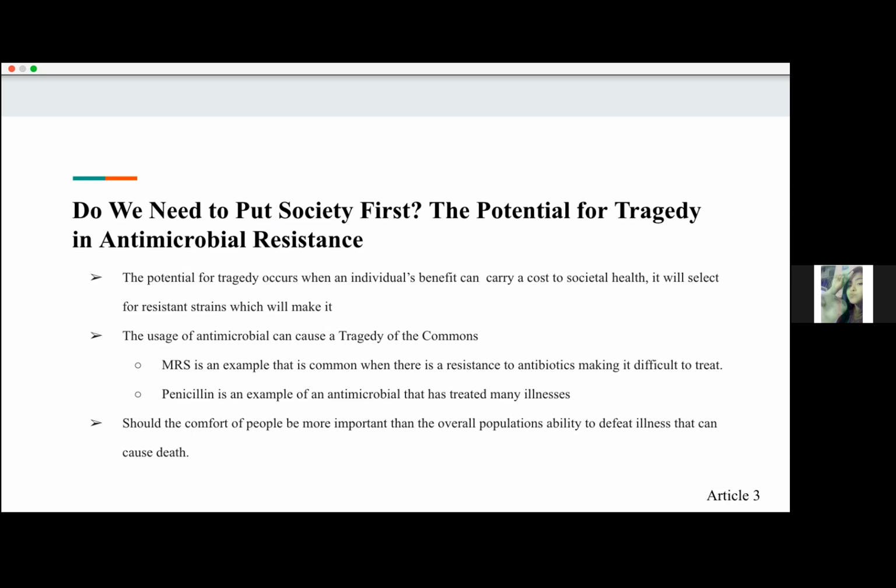Common cold and other minor sicknesses can increase the ineffectiveness of these antimicrobials and make it extremely difficult to treat greater illnesses down the road. But there is still a large debate, and putting society first seems to come first at all costs, and the increase of antimicrobial resistance continues to grow.